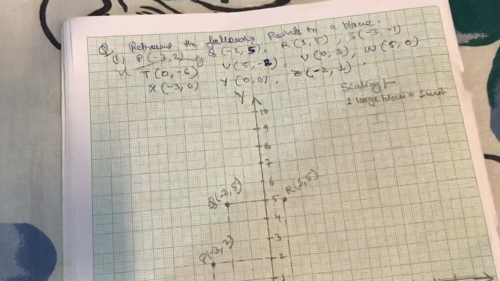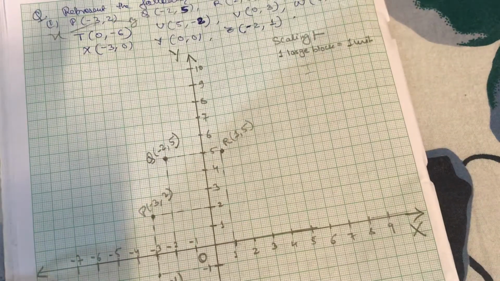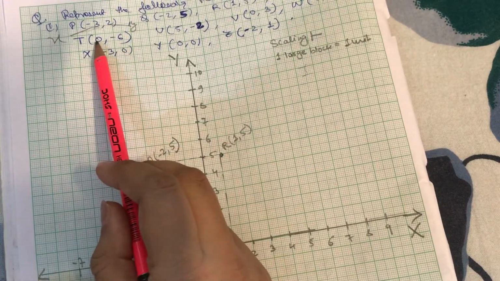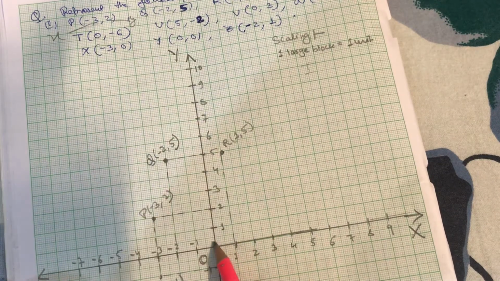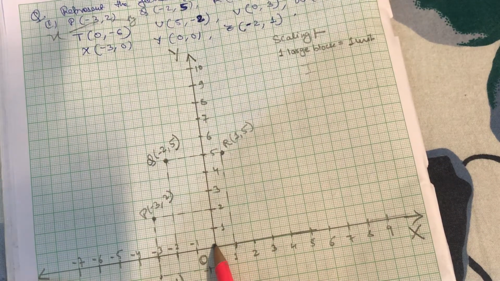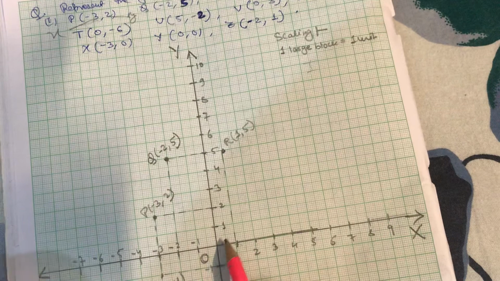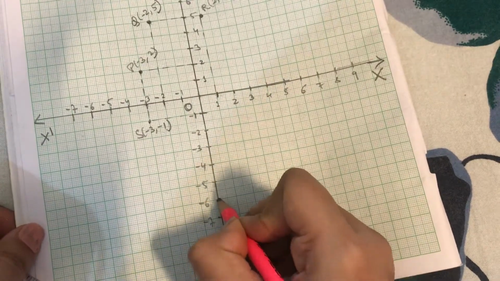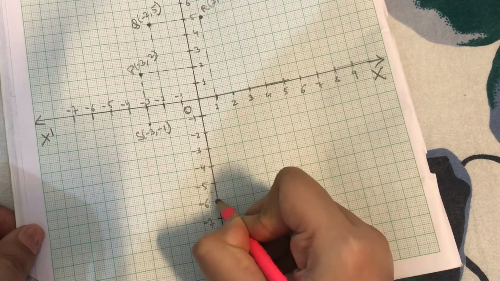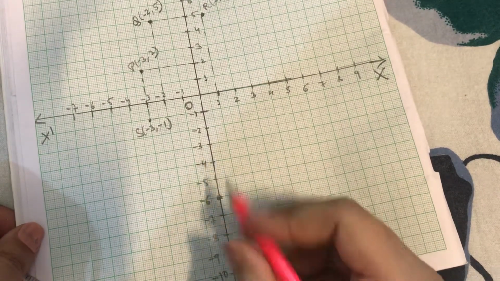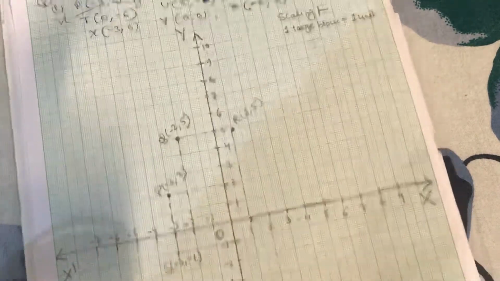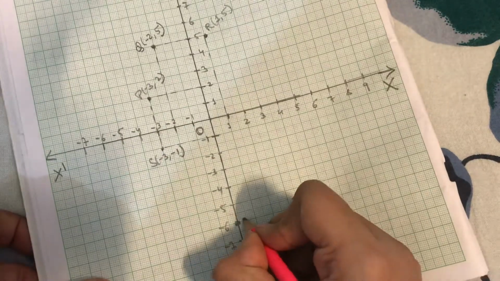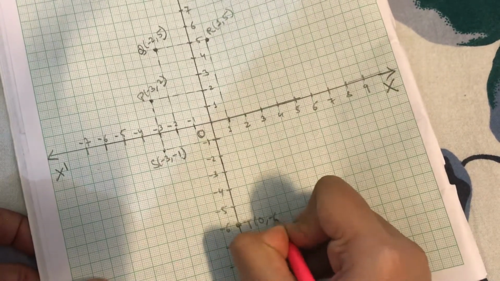The next point is T, 0 and minus 6. Now the value of X coordinate over here is how much? 0, which means I'll be here only. Y is what? Minus 6. So I'll start my journey from here and I'll move here. So this point will not lie on any of the quadrants. This will lie on the negative Y axis, and this is my T, which is 0 and minus 6.